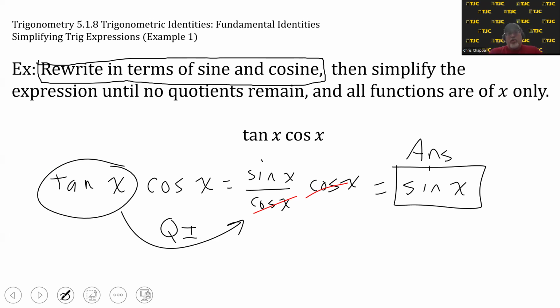Once we make that initial move of rewriting tangent of x as sine x over cosine x, the problem practically takes care of itself. Not all of these simplifications will be as direct, though. Sometimes you got to be a little bit more observant, or there's more stuff to do. We'll take a look at another example.